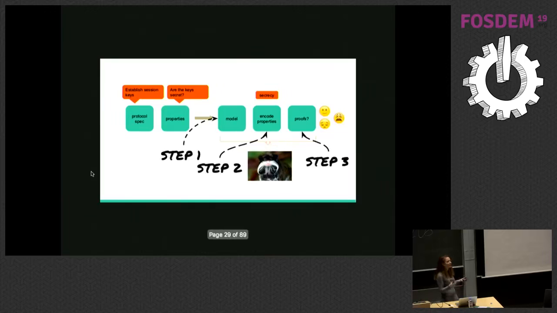So I'll explain what we did with TLS 1.3 by walking through all of these steps. Step 1, build the model in Tamarin. Step 2, encode the security properties using the Tamarin specification language. And in step 3, produce some proofs.